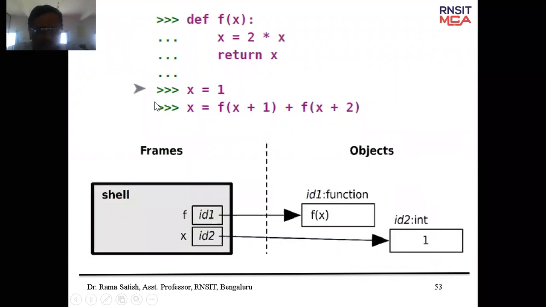Next, the cursor moves to the next line. It creates a variable x. So f is one object and x is another object. X is available in memory, that is ID2, some other memory ID, and it is an integer. You are assigning x the value 1. So this is the initial condition.